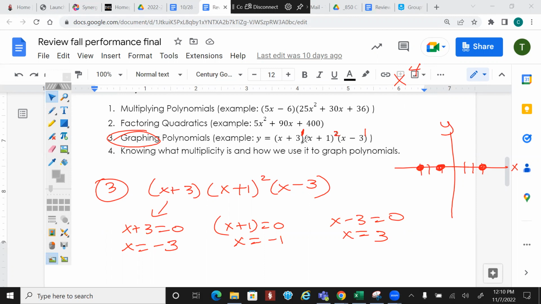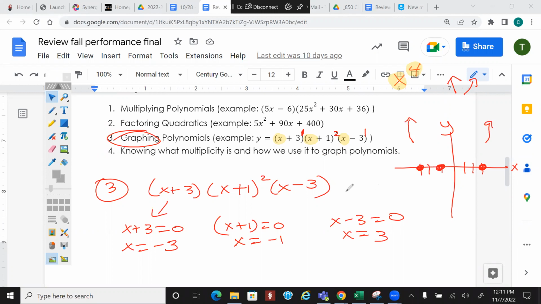And that means that since all 3 of these x's, if we multiplied them out, that would give us a positive x to the 4th. Okay, so that means that our end behavior is going to be facing upwards. So I'm going to start my graph up here, and it's going to end up here as well.